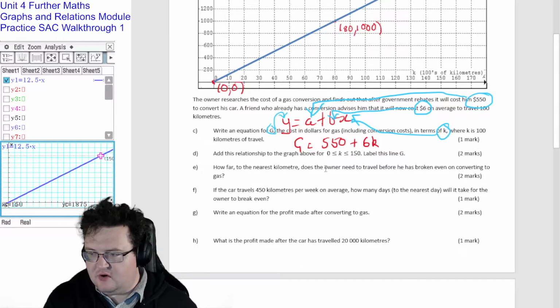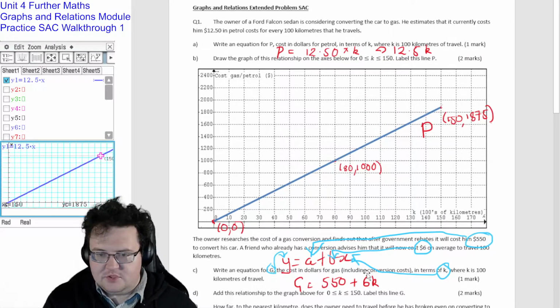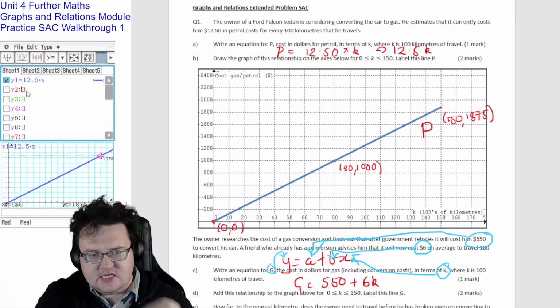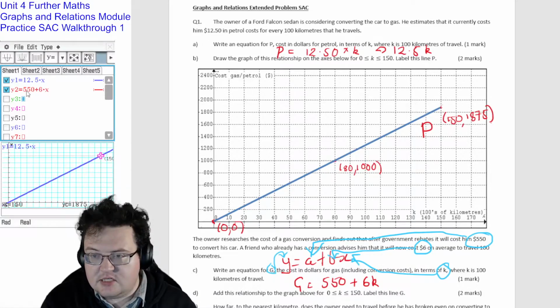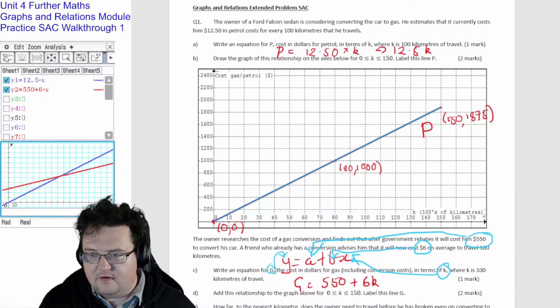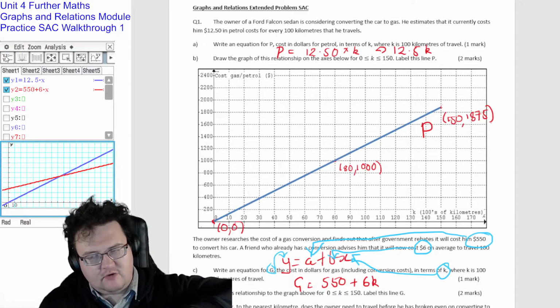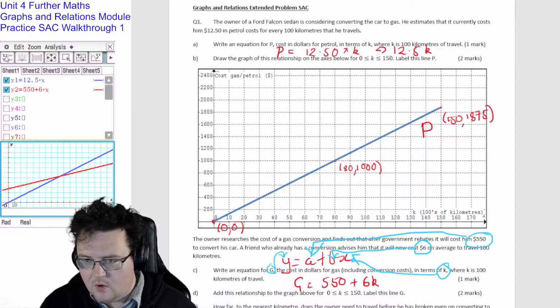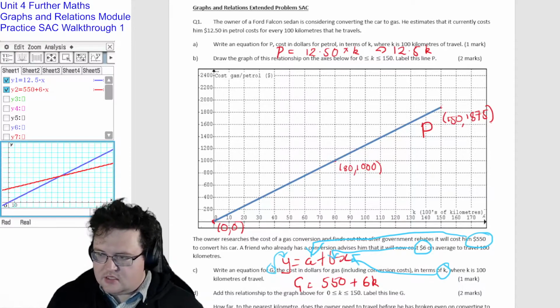D, add this relationship to the graph above for 0 to 150. Label this line G. All right, so we're going to go back up. So let's go to our CAS. We've already got our CAS set up. Beautiful. Let's keep going. 550 plus 6x. We're going to draw that graph on there as well. And you'll notice that it is slightly higher, but also at a slightly shallower angle, which is what we want.